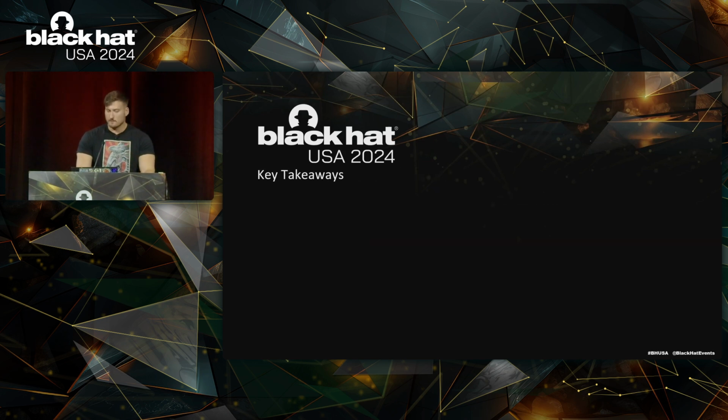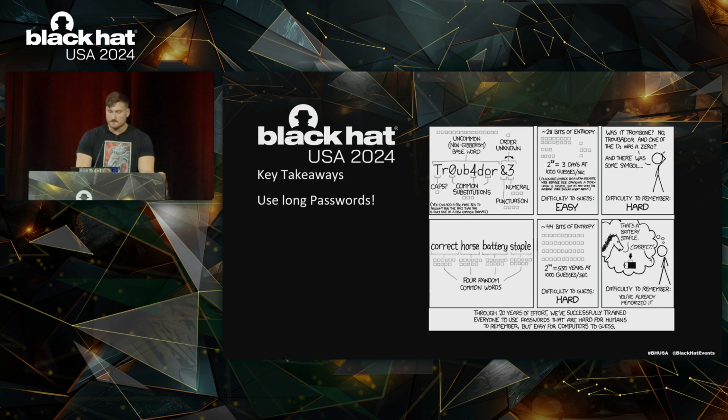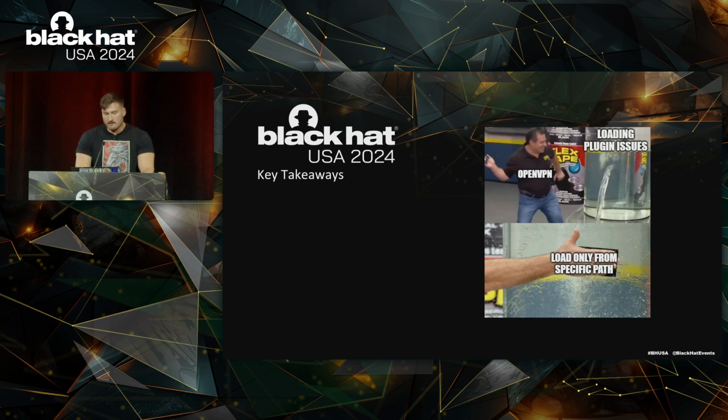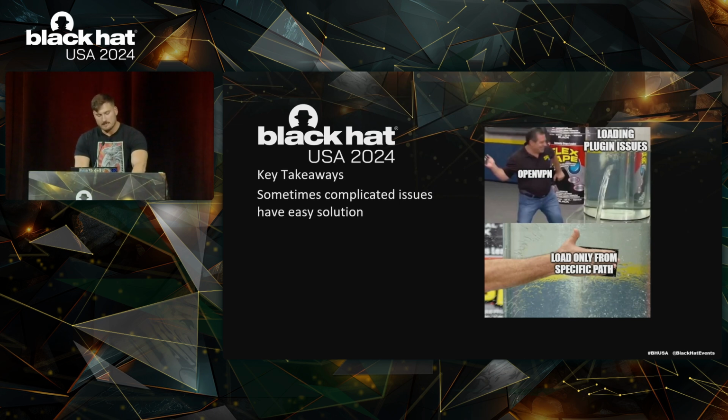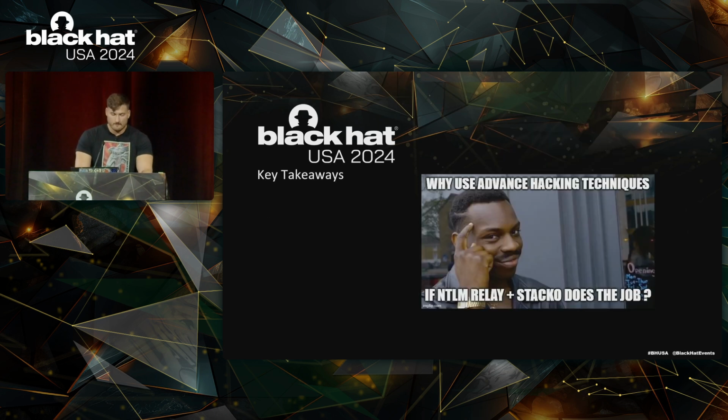Now, the key takeaways here today are, first, use long passwords, but not complicated passwords, as this XKCD shows, just a long password that's easy to remember. Another cool thing is that sometimes very complicated issues have very easy solutions. In this case, OpenVPN just allowed execution from only one directory for the configuration of OpenVPN per user, and so the LPE vector and the remote code execution vector aren't available from here.